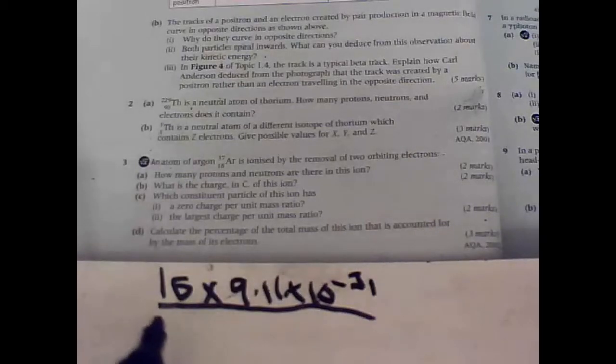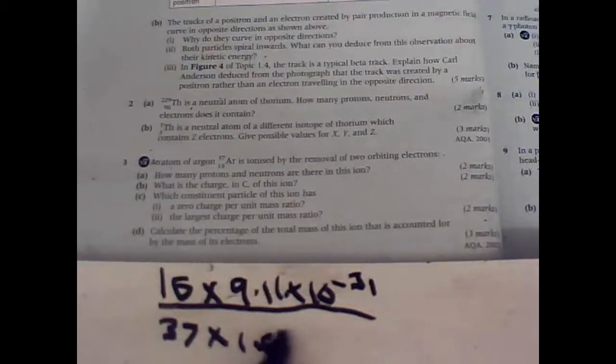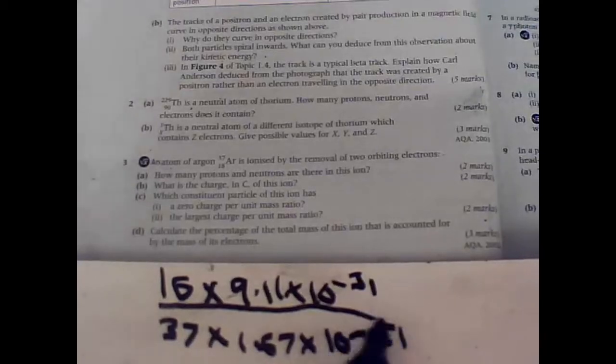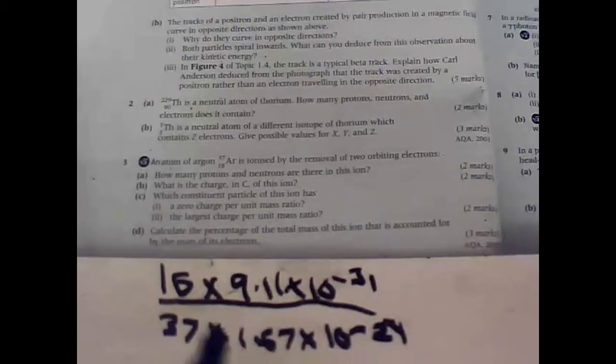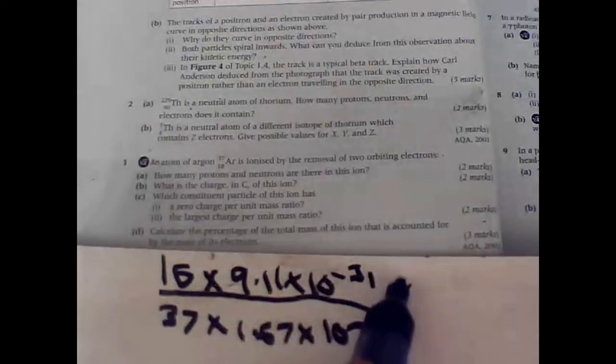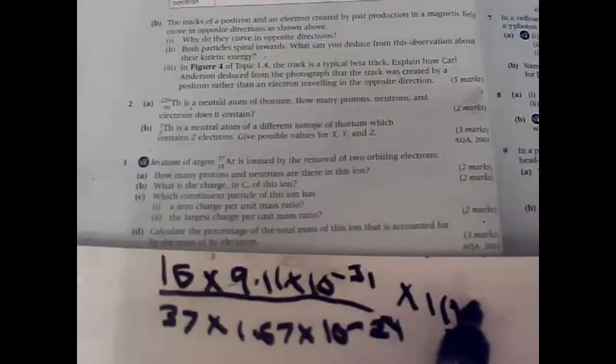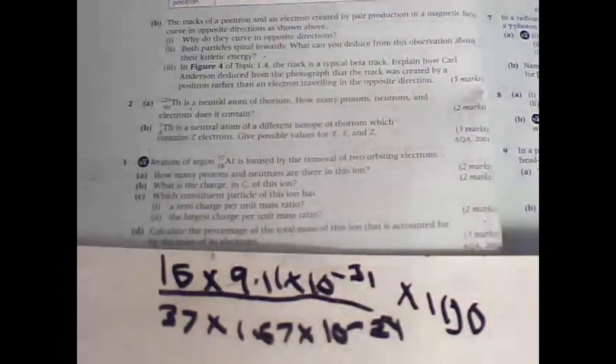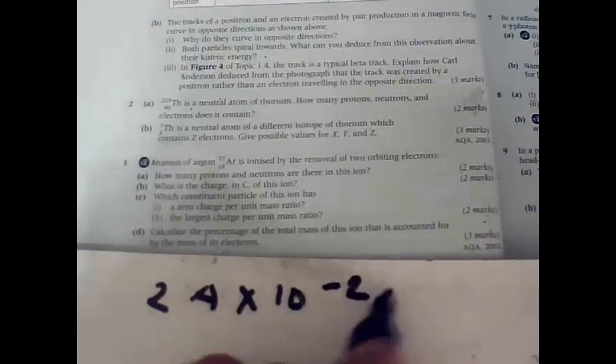Because it's the mass of the electrons divided by the total mass of the ion. So the total number of protons and neutrons is 37. We're going to multiply that by 1.67 times 10 to the minus 27 kg, because that is the mass of a proton or a neutron. If you work that all out, you can also multiply it all by 100. If you plug that all into the calculator, you should get 2.4 multiplied by 10 to the power of minus 2 percent. Quite a small percentage for the electrons.